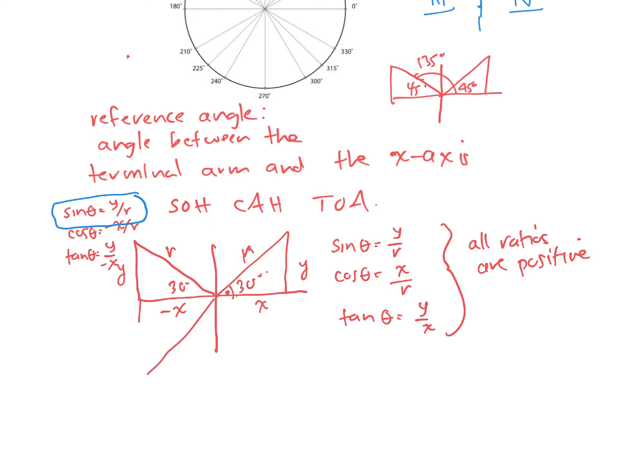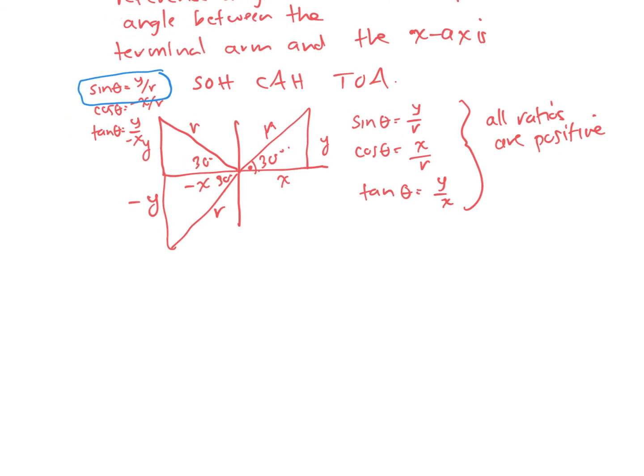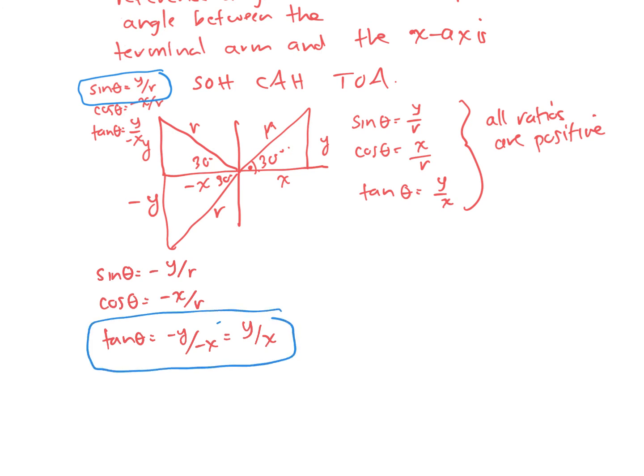If we go to quadrant 3, same triangle. In quadrant 3, both x and y will be negative. The hypotenuse remains positive. So sine is negative because it's negative y over r. Cosine is negative because it's negative x over r. And tan is negative y over negative x, and two negatives make a positive. So in quadrant 3, only tan is positive, both sine and cosine are negative.